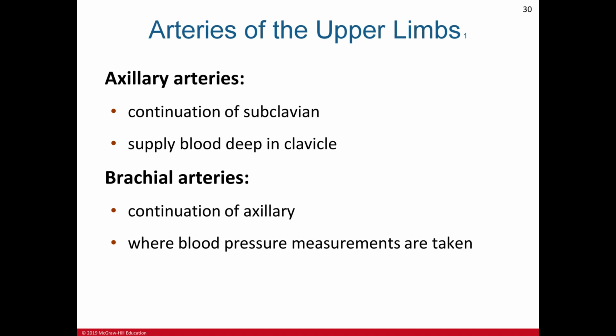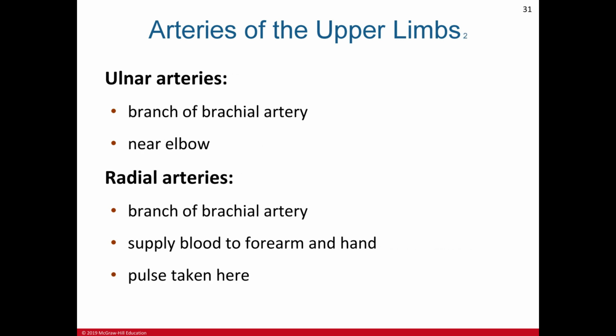So the major arteries of the upper limbs are the axillary arteries and the brachial arteries. So the axillary artery is the continuation of your subclavian, and it supplies blood deep to your clavicle, while your brachial artery is the continuation of your axillary, and this is where your blood pressure measurements are taken.